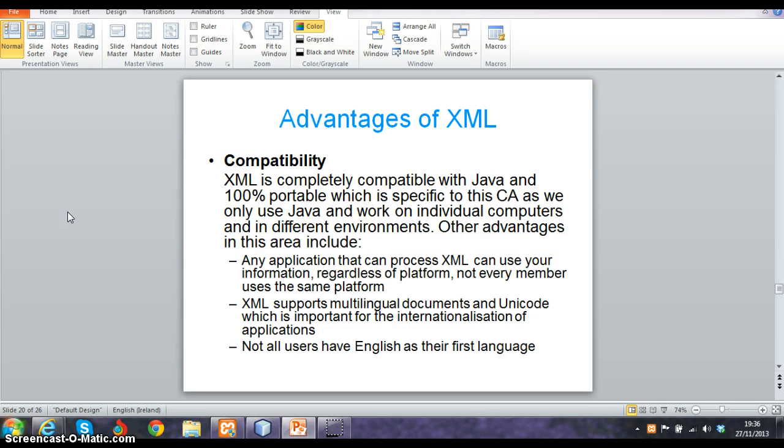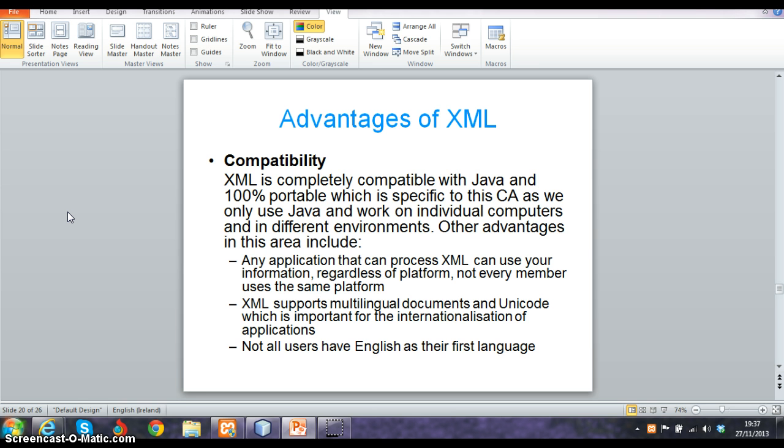Compatibility, again, as I highlighted earlier, one of the biggest advantages is that it's completely compatible with Java and is portable, which is key to our group of HDIPs, given that we are only in college 3 days a week and there are a lot of assignments completed through different environments and in different places.